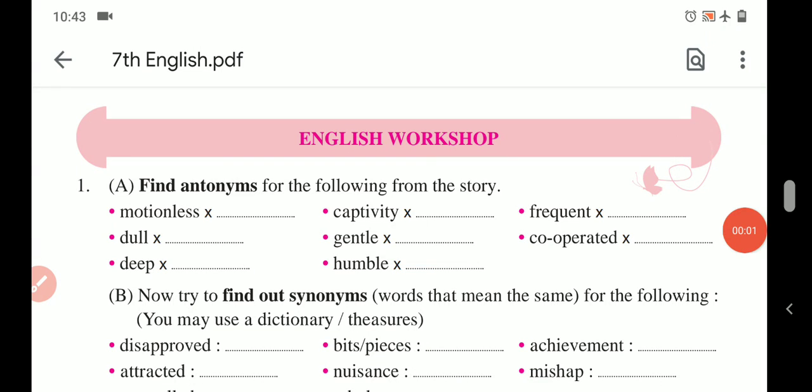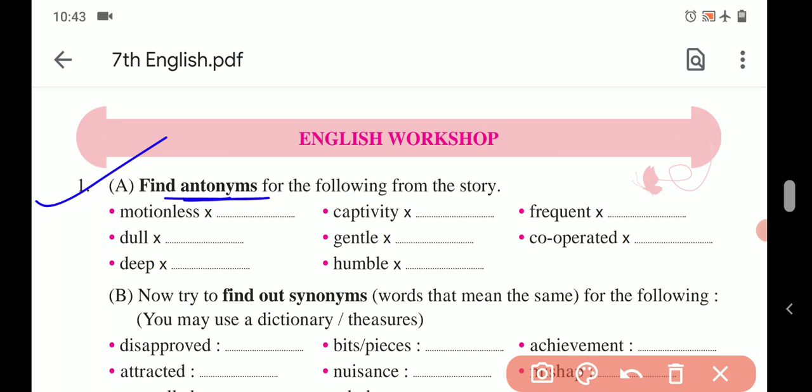Dear scholars, we have put an end to learning the lesson A Crow in the House through the previous video. Let us see activities given in English workshop based on the same lesson. Here we go with the first.